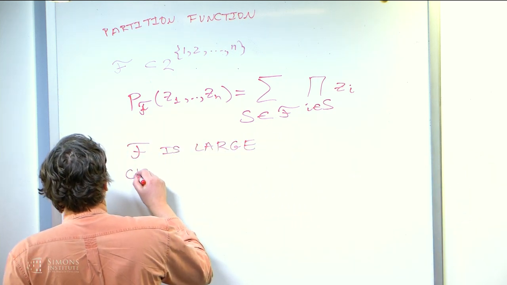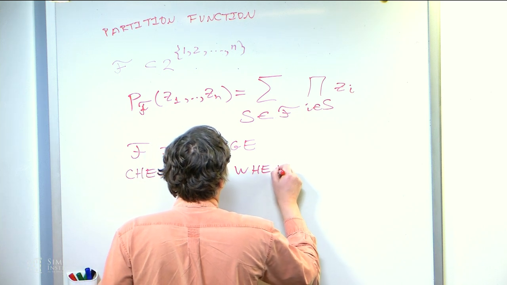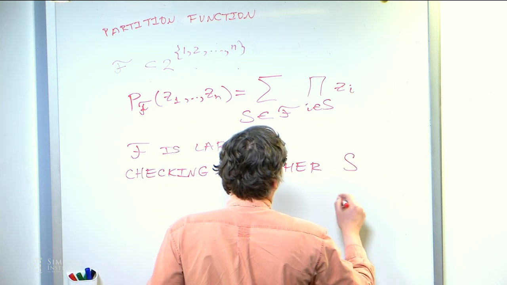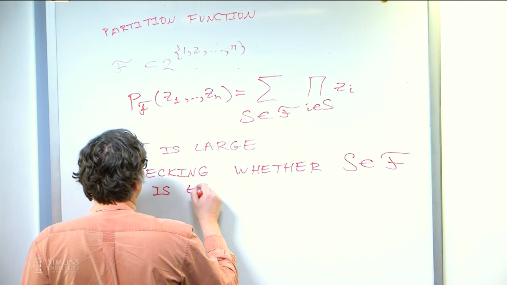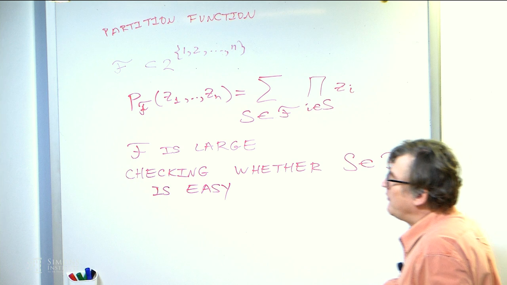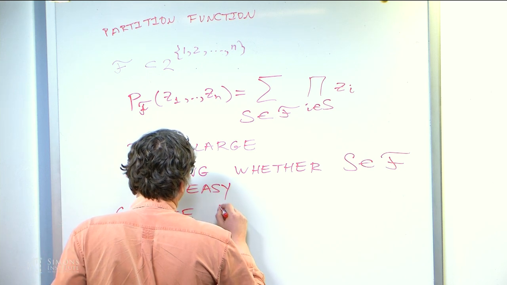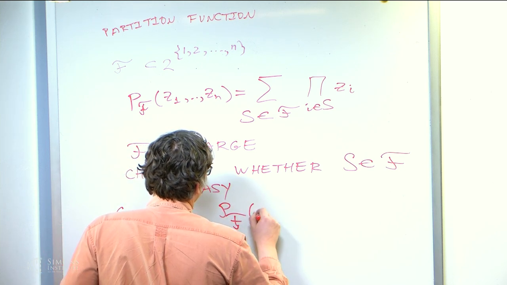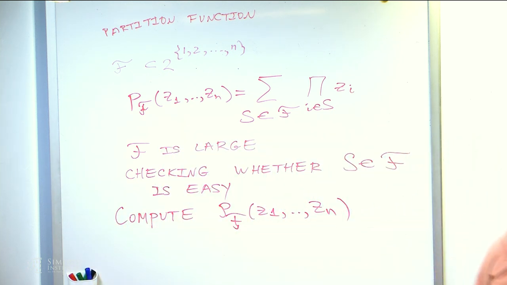So checking whether a particular subset is in the family is immediate, is easy, right? What we want to do is compute, maybe approximately, this polynomial whenever we can. And of course there are questions, so why, but I'm planning to address that only briefly later. The short answer is it makes a living.